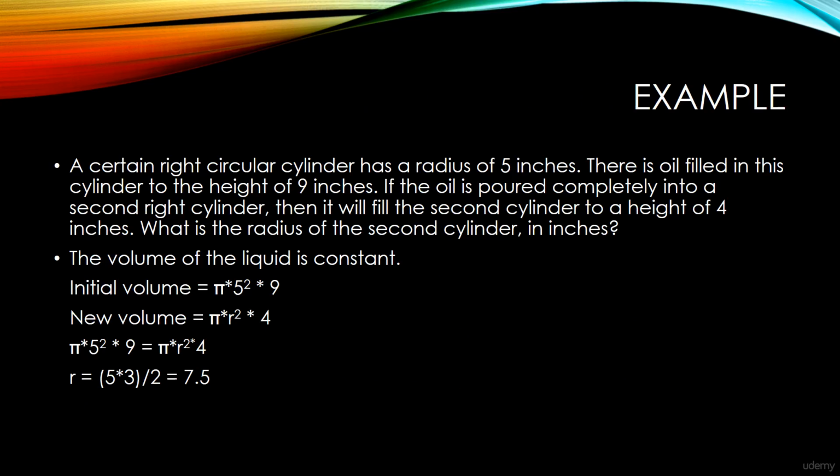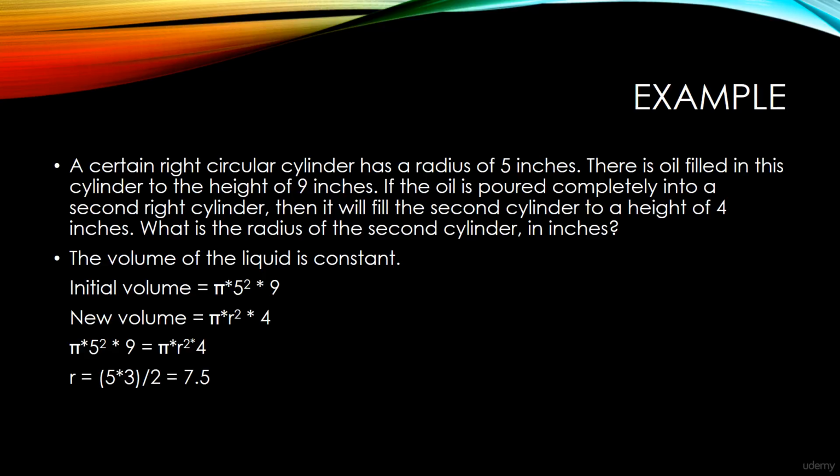Example: a certain right circular cylinder has a radius of 5 inches. There is oil filled in the cylinder to the height of 9 inches. If the oil is poured completely into a second right cylinder, then it will fill the second cylinder to a height of 4 inches. What is the radius of the second cylinder in inches?